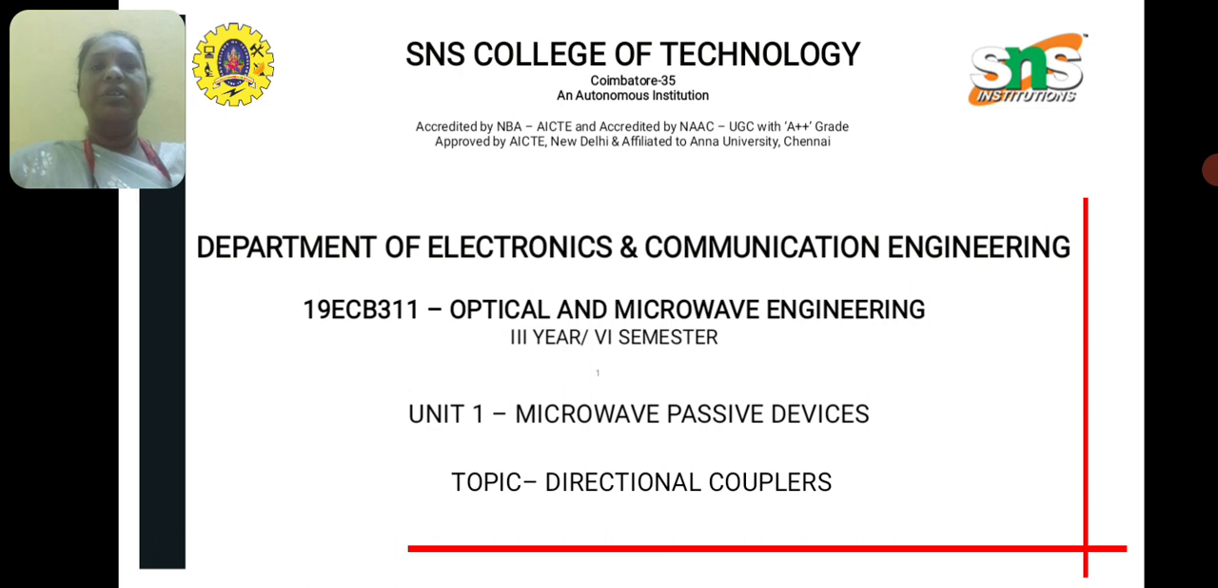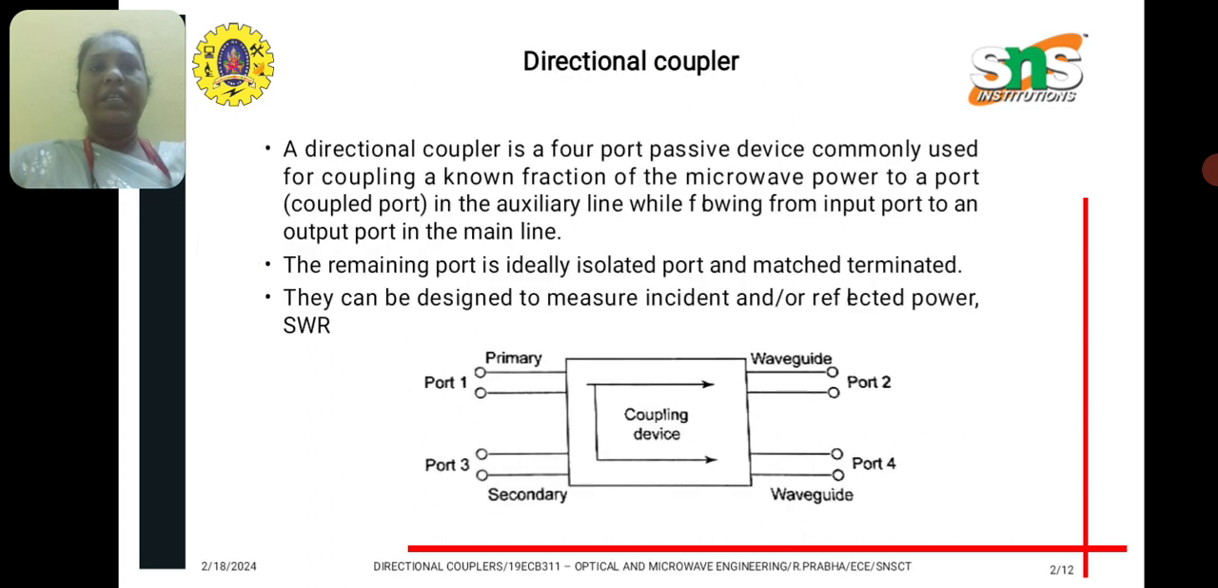In this video, we are going to see the topic on directional couplers. A directional coupler is a 4-port passive device and it is commonly used for coupling a known fraction of microwave power to a port which is called the coupled port in the auxiliary line, while flowing from input port to output port in the main line. The remaining port is ideally an isolated port and match terminated. They can be designed to measure the incident or reflected power and also the standing wave ratio, SWR.